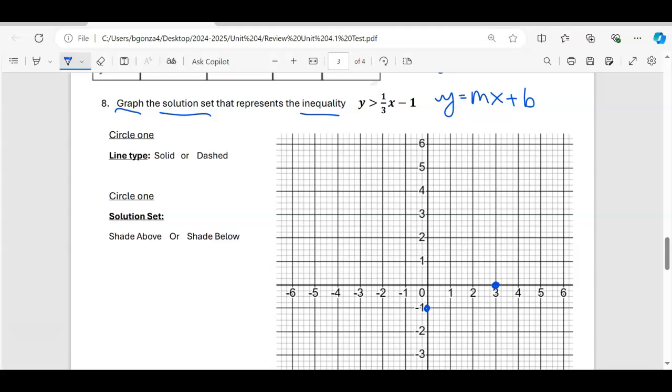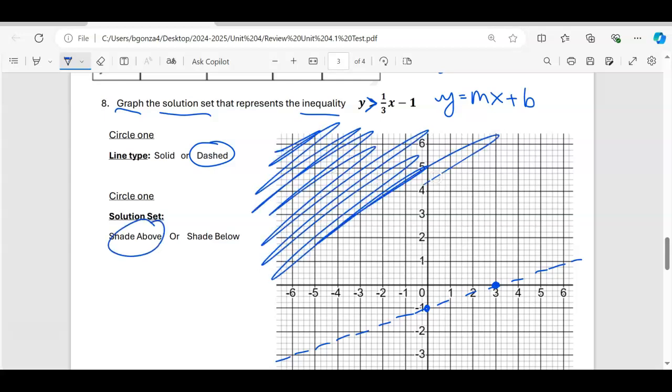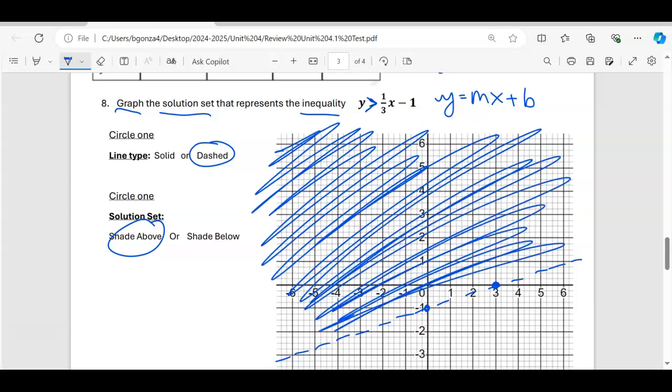But before we graph, we need to circle one. Is this going to be solid or dashed? Well, it's not underlined, so that's going to be a dashed line. All right. So you want to make sure it's as nice and straight as you can. Okay, and then since it is a greater than sign, greater is shaded above. Cool.